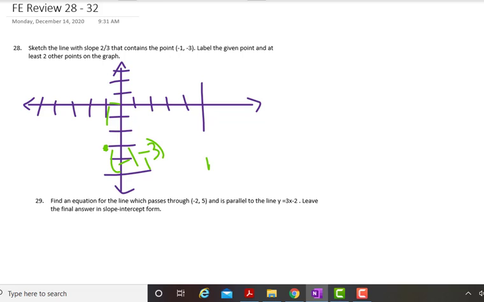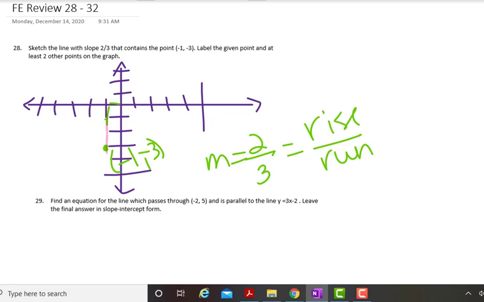When you're looking for a slope, which equals 2/3, remember it is rise over run. So I'm going to go up 2, that's my rise, and my run is also positive, so I'll go to the right 3. So I'm going to go up 2 to the right 3. So let's just go ahead and count this out. 1, 2, 1, 2, 3. And that's where I'm going to put another point. Now that point is at 2, -1.